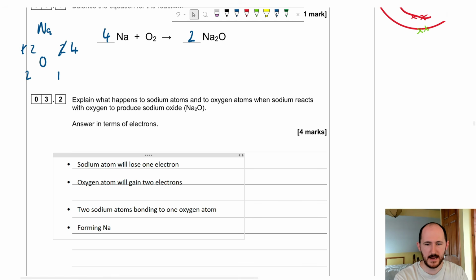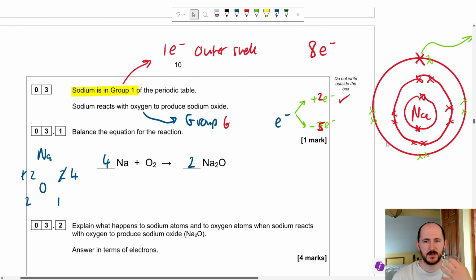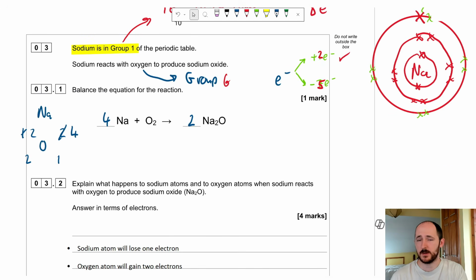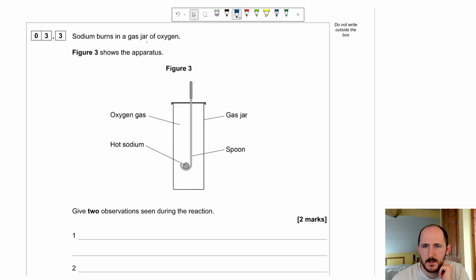forming Na plus ions, or forming an O2 minus ion, or to say to have ions with full outer shell, something along those lines. But you need to mention the word ions in order to get the marks for ionic bonding, shockingly. So we have sodium burning in oxygen.